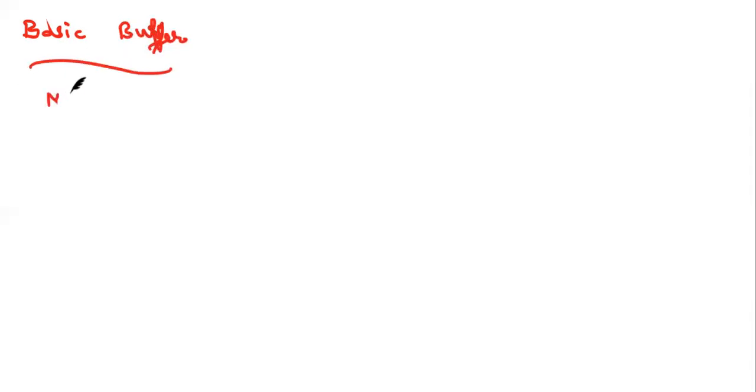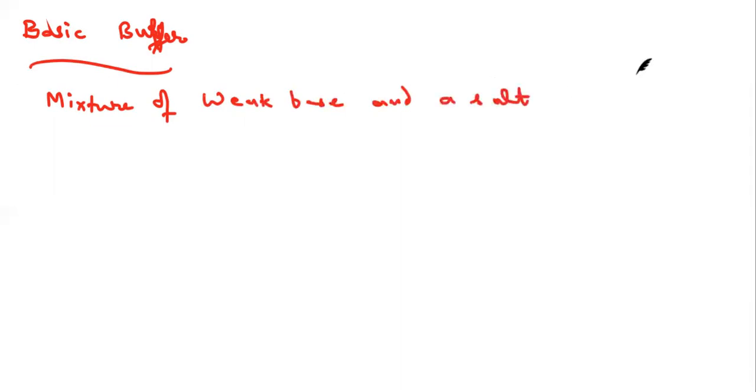So can we simply say that a basic buffer is a mixture of, because it is basic, as I told you, we have to take a weak base. So it is made up of a weak base and a salt of, any guesses? A salt of a weak base and a strong acid. Yes, very well, very right. So a salt of a weak base and a strong acid. Any example you can give?